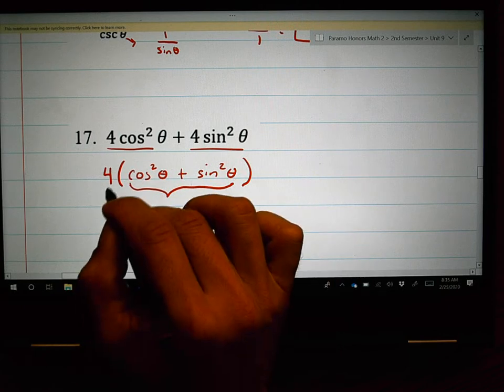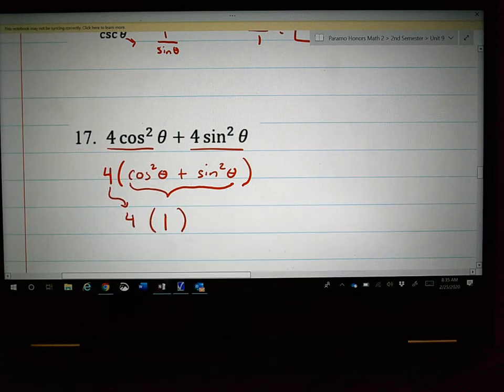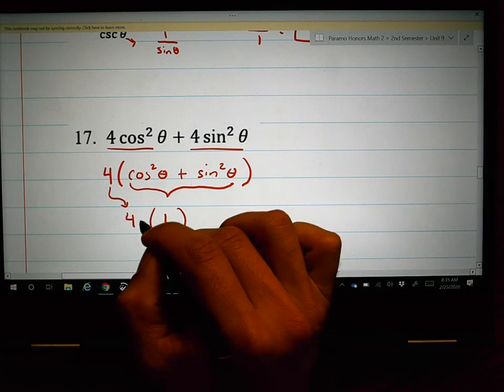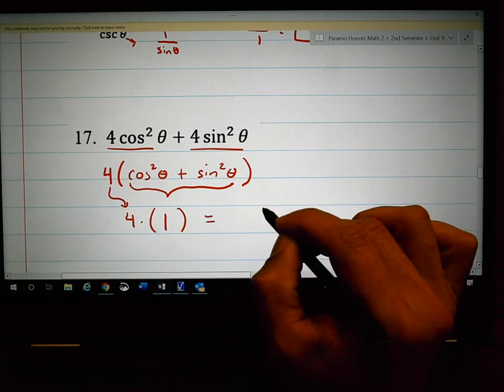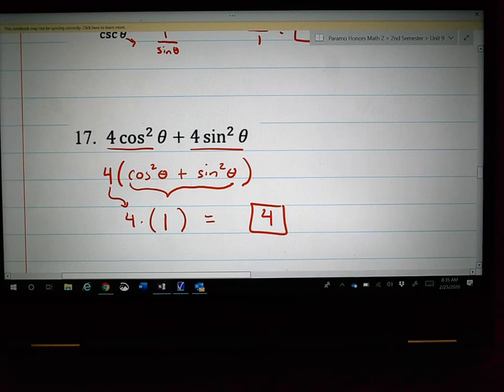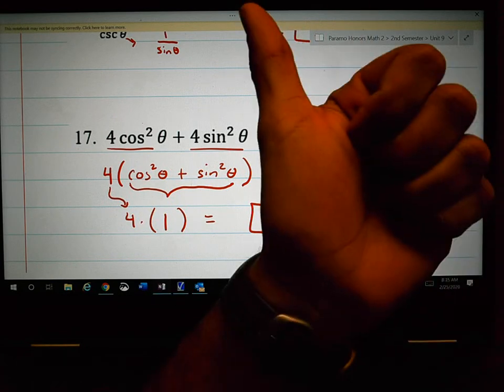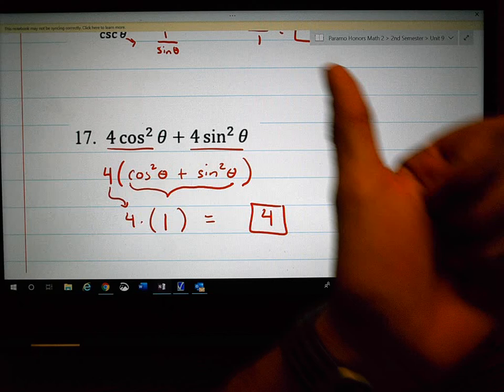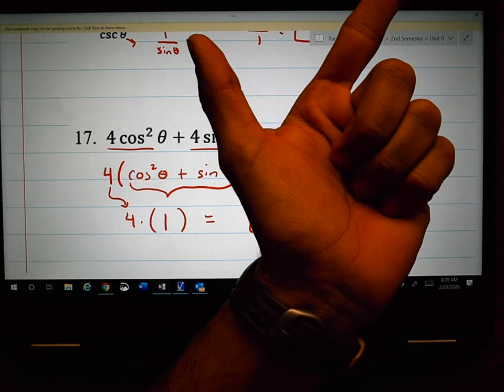But there's still this 4 out there in front. And what's the 4 doing to that number 1? It's multiplying it. And so what's your final answer? 4. So satisfying. Nice, simple. We used GCF factoring, and we used one Pythagorean identity.